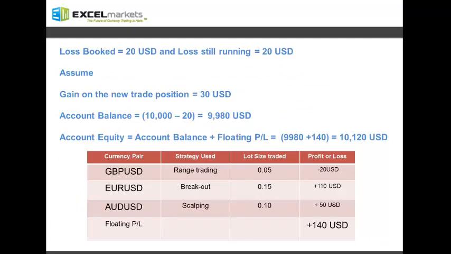Now, since we've partially booked the loss on cable equal to 20 US dollars, we still have a running loss of $20 on that trade. Assuming a gain on our euro trade position as 30 US dollars and break even for the Aussie dollar, our account balance now is the initial balance, that was 10,000, minus the loss that we have already booked. This comes out to be 9,980 US dollars. And the new account equity is account balance plus the floating profit or loss, which comes out to be 10,120 US dollars.